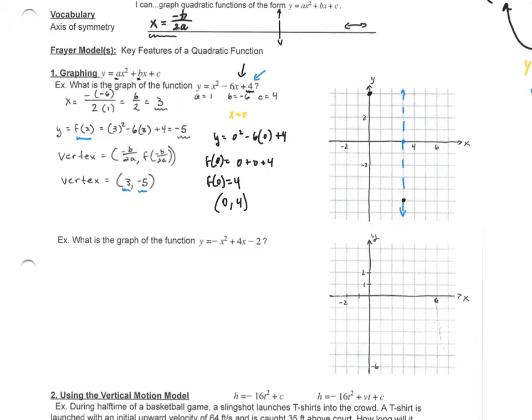So when f of 2, and I put it back into my original function, I get 2 squared minus 6 times 2 plus 4, and that's going to equal 4 minus 12 plus 4, which is going to be -4. So my ordered pair there is going to be 2, -4. So I can plug that in.